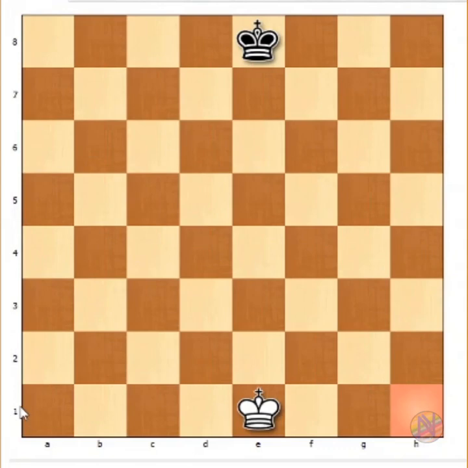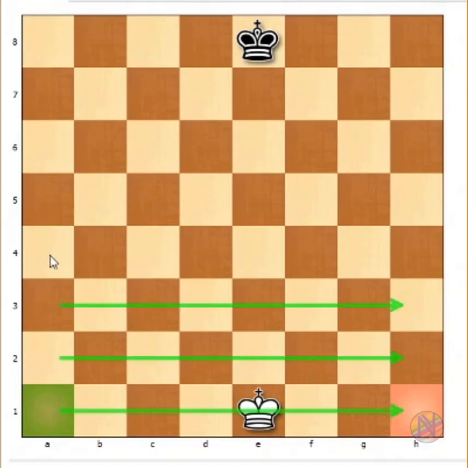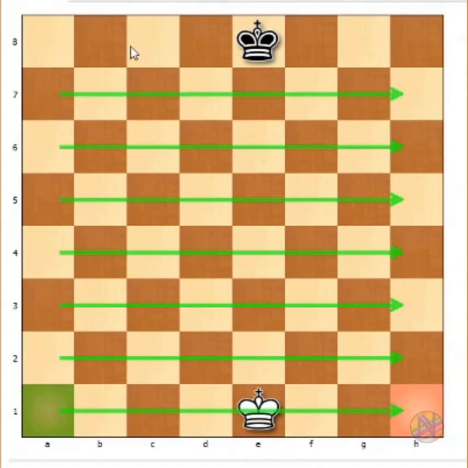Corresponding to each number on the left hand side of the board, for example, this row is called first row, this is called second row, this is called third row, this is called fourth row, this is called fifth row, this is called sixth row, this is called seventh row, this is called eighth row.